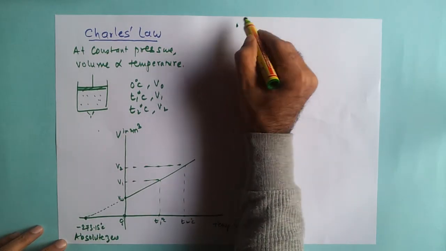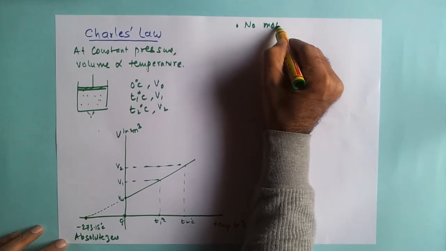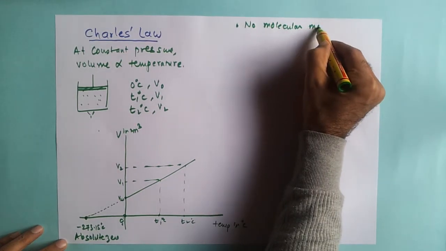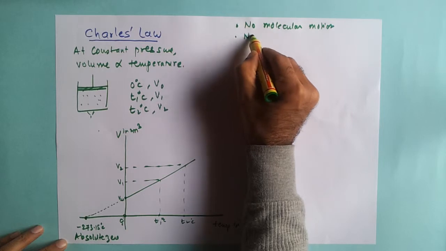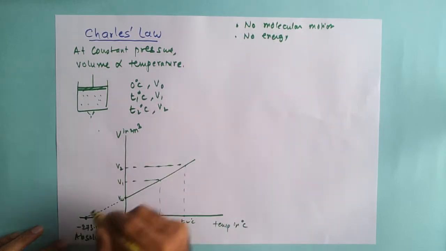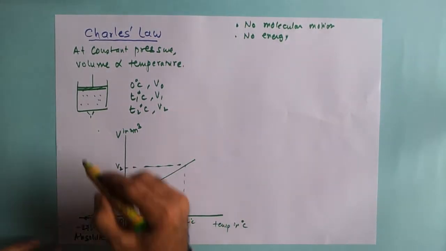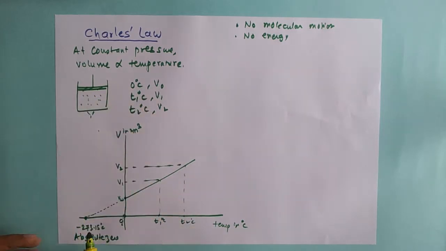So, no molecular motion and no energy. The temperature is so low that at that temperature these gas molecules lose all their energy, there's no molecular motion. But to attain this state is not possible. You know, a gas cannot reach this state.